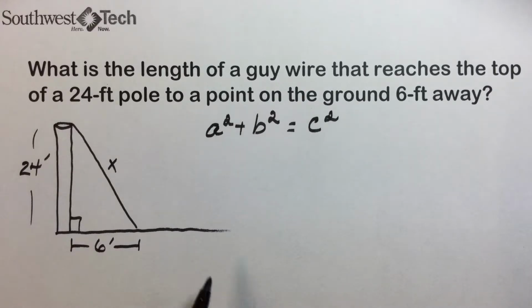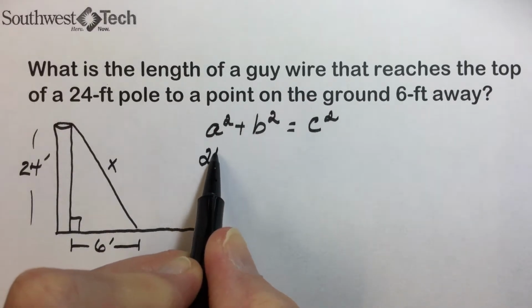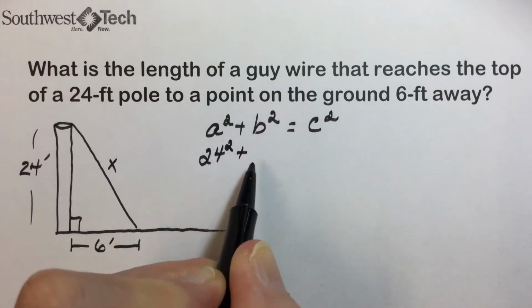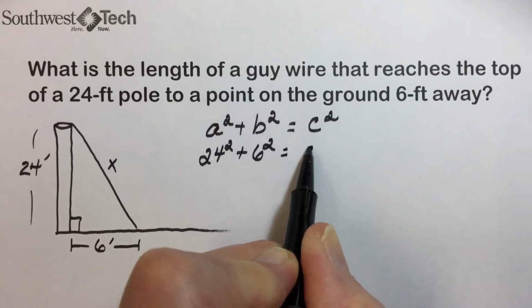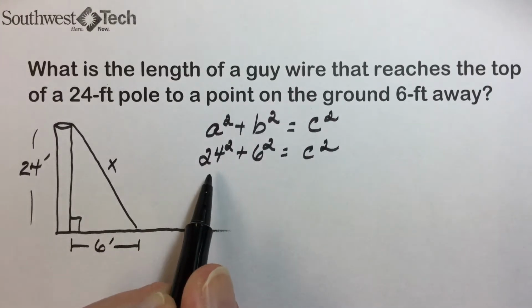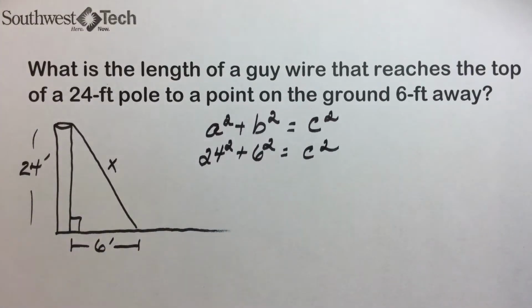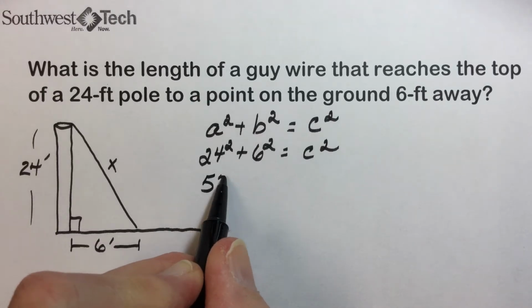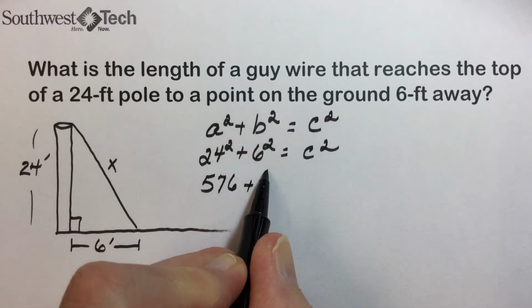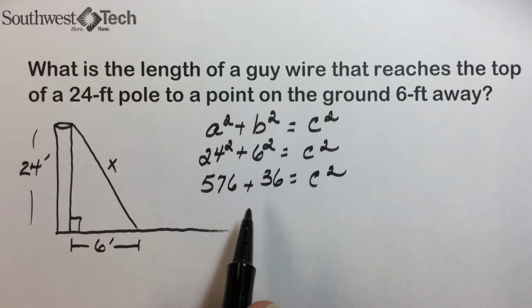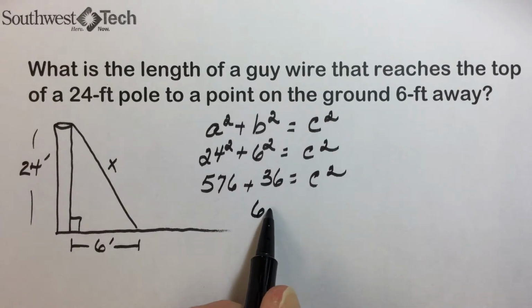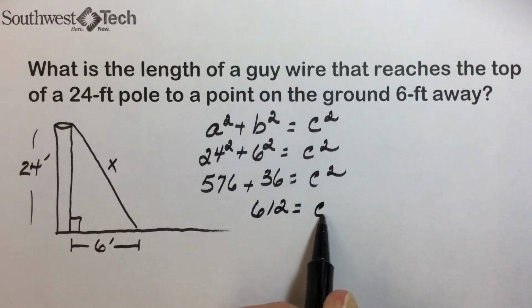Replacing the values given in this problem, each leg will be squared and added together is equal to the hypotenuse squared. Simplifying on the left, we'll take care of exponents first. The square of 24 is 576. 6 squared is 36. Adding those together, we have the sum of 612 is equal to C squared.